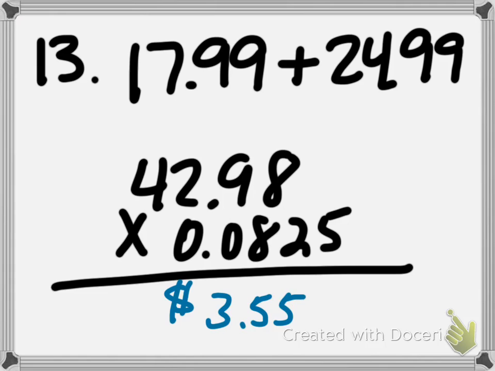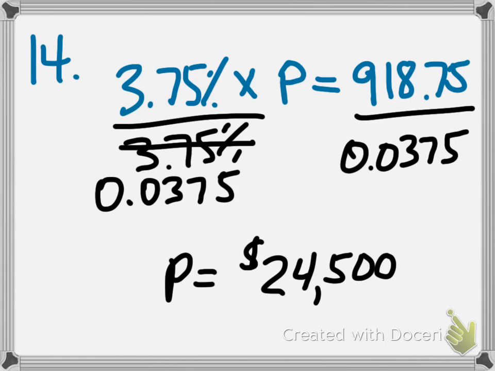Okay, and your answer to number 13 was $3.55. Okay, I'd like you to do the same. Pause the video for 14 to find the price of the car. Okay, number 14, you should have written the formula 3.75% times P, the price of the car, equals $918.75 in commission. So to undo an equation with multiplication, we have to divide.